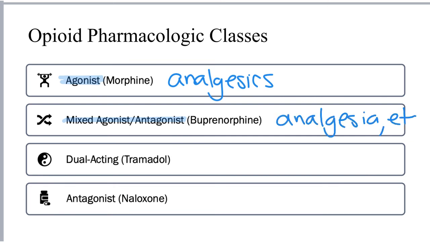Next, we have the dual-acting opioids like tramadol. These are drugs that activate both opioid receptors as well as other neurotransmitter receptors and channels. And finally, we have the opioid antagonists like naloxone that have varied uses, including the treatment of opioid overdose and opioid use disorder.